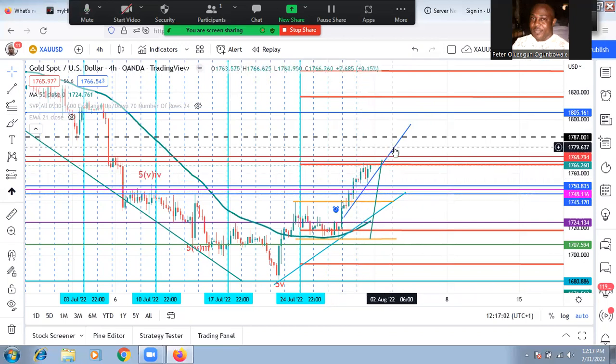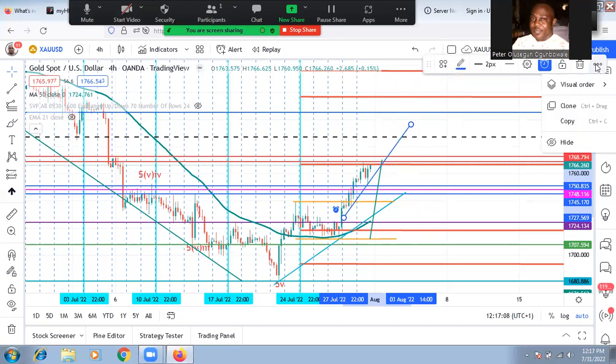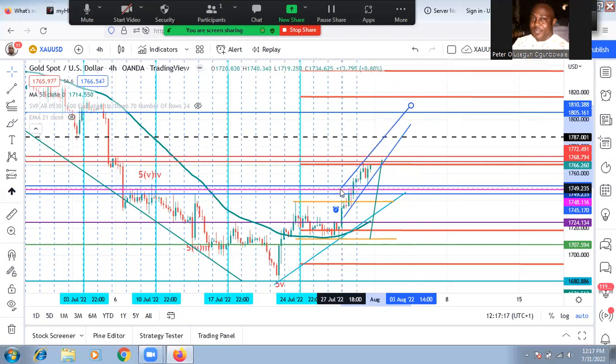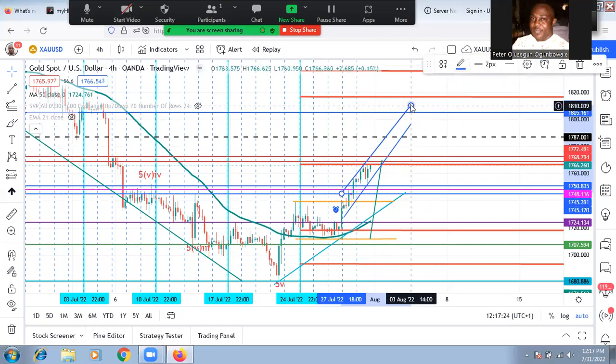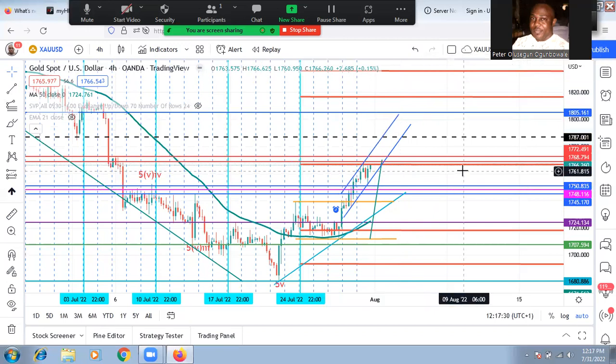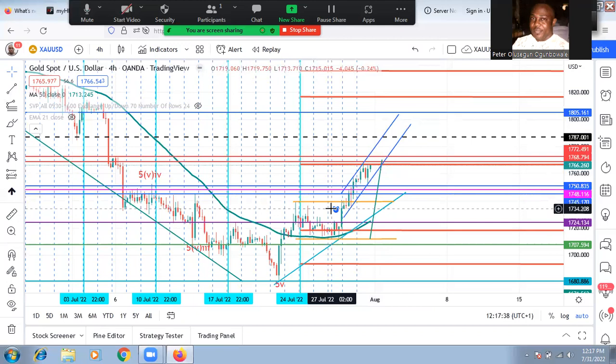We're still going to look inside and see what we can get from here. Now, in terms of this breach, we're going to look at the possibility of 100 and the possibility of 123 in terms of this correction, if it's going to be a zigzag.